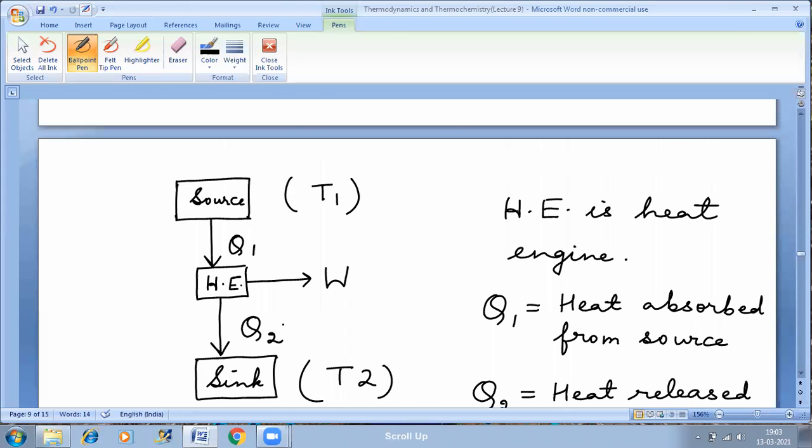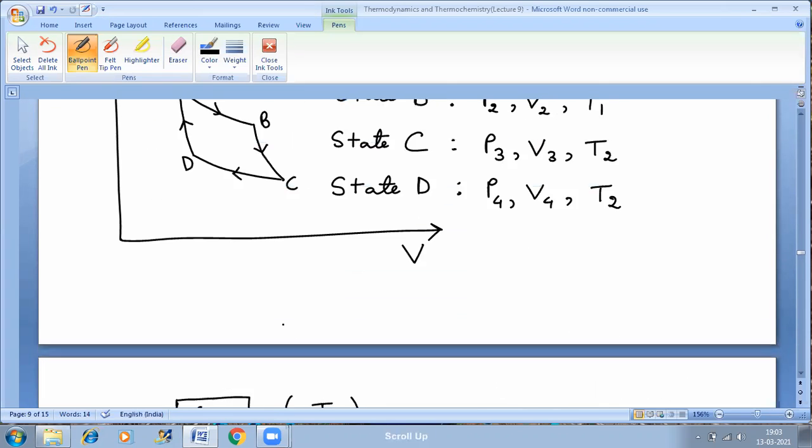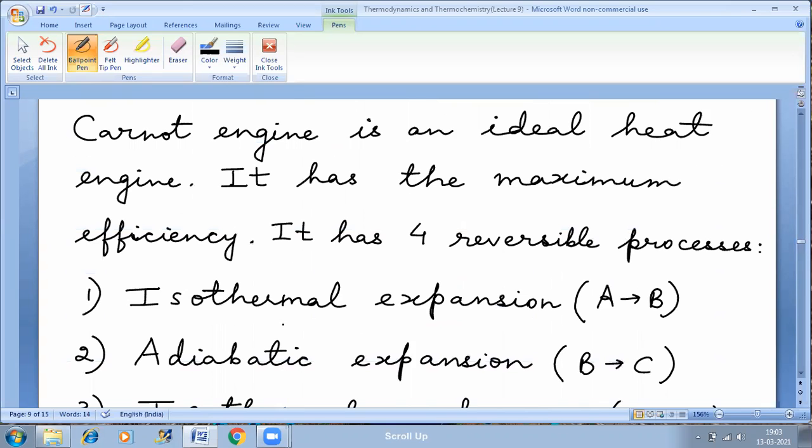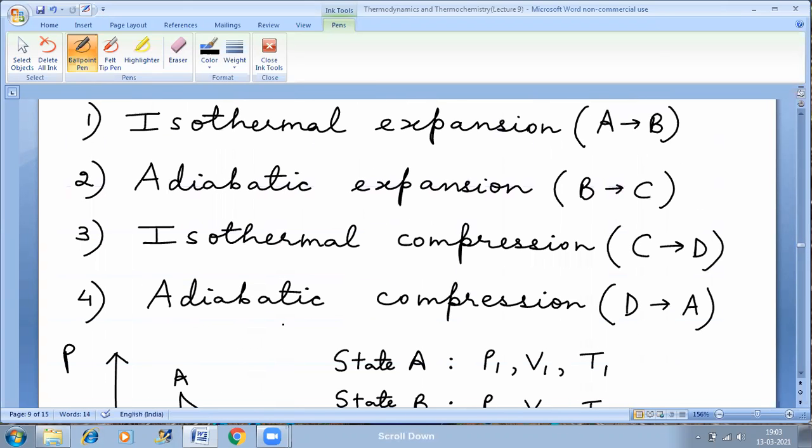Now, there are four processes which are happening one after the other. So these are the four processes: isothermal expansion, followed by adiabatic expansion, followed by isothermal compression, and then followed by adiabatic compression. These are the four processes which are happening.